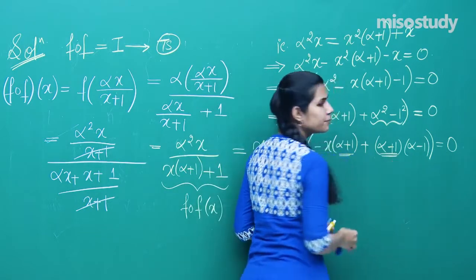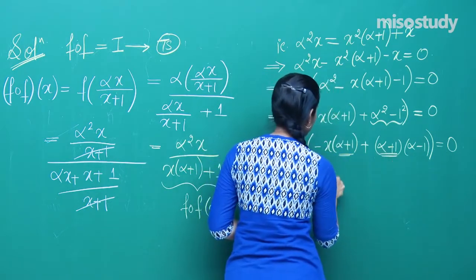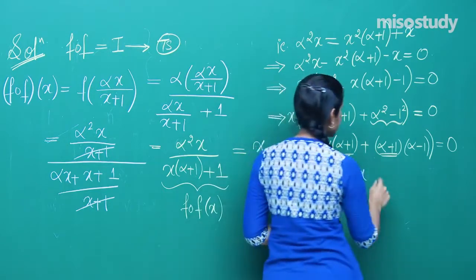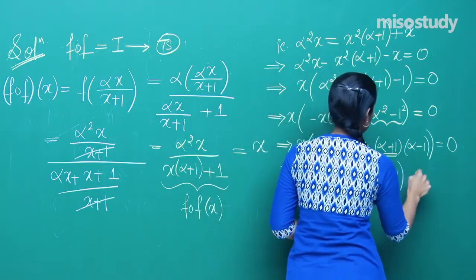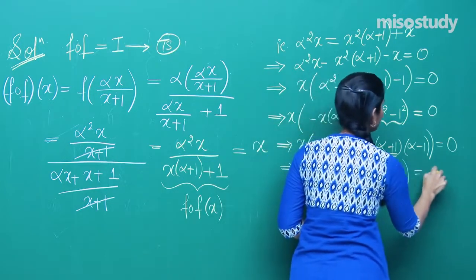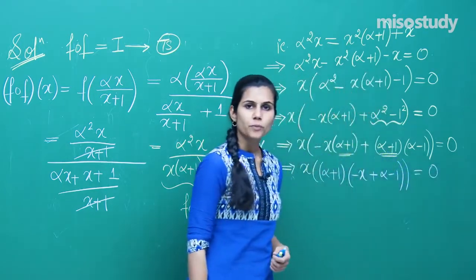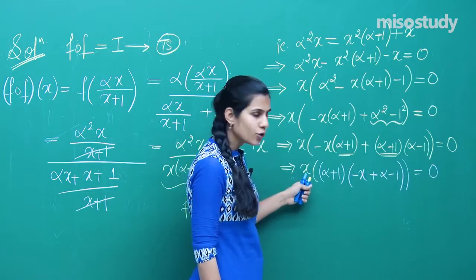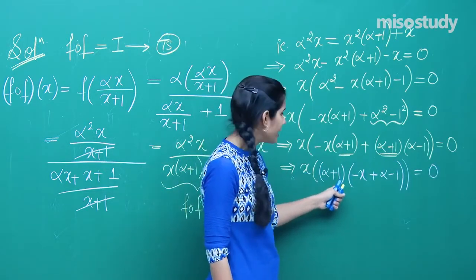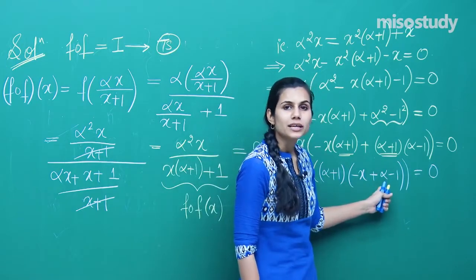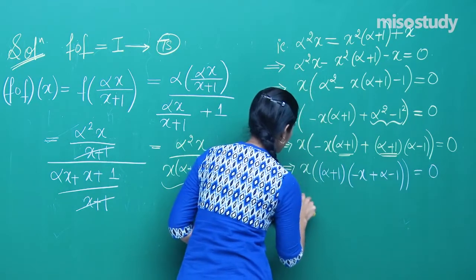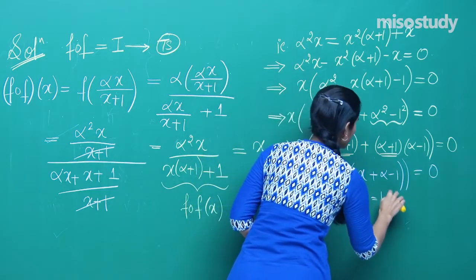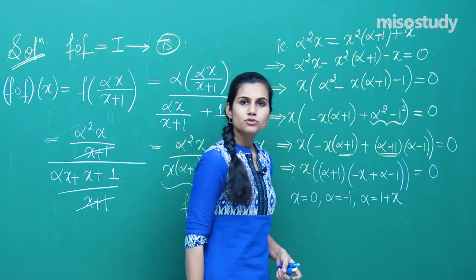which further implies you get alpha plus 1 is common. Just look at here in both these expressions, you get alpha plus 1, take it out common, inside you get minus x plus alpha minus 1 equals 0. This means what? Well, this means x is 0, alpha is minus 1 and alpha is 1 plus x. Just equate each term to 0.